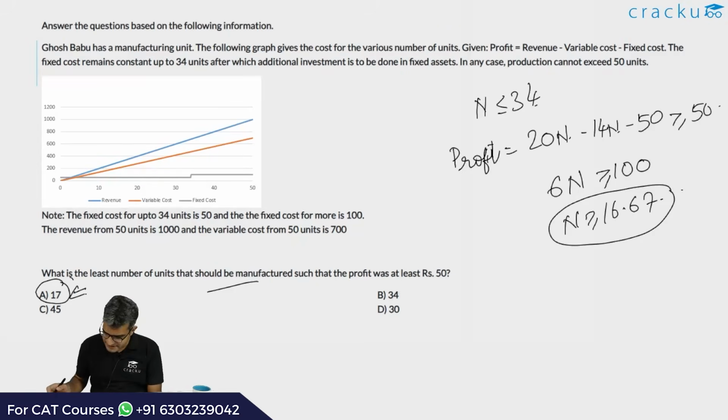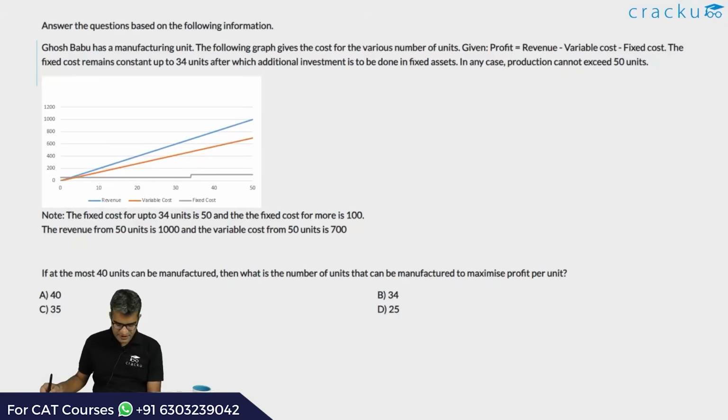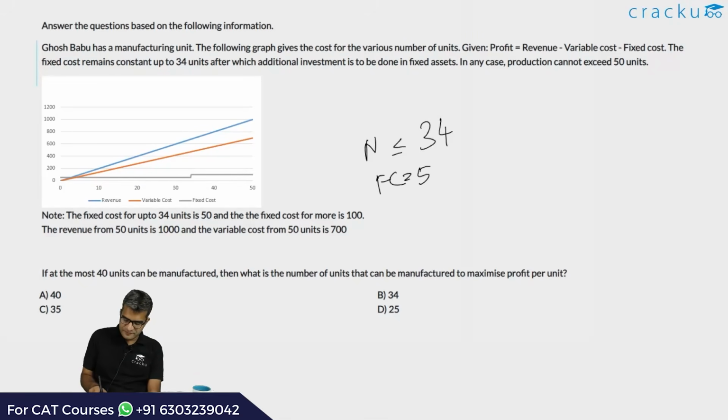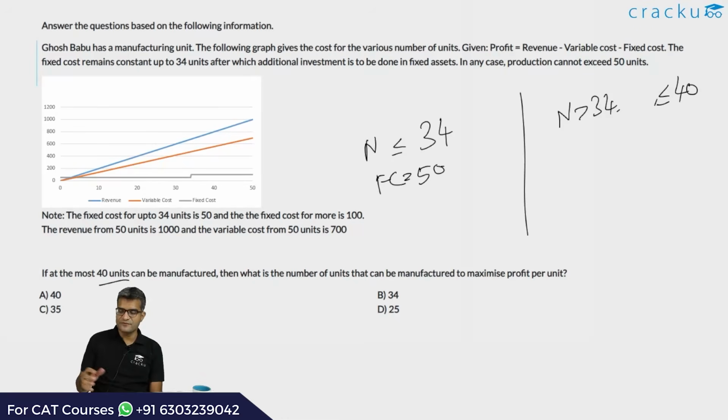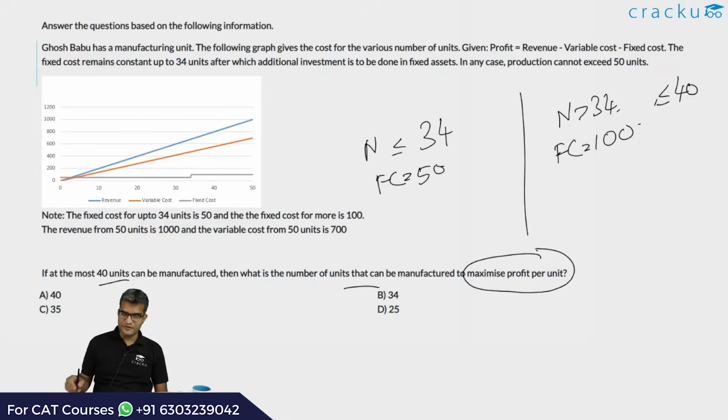Let us look at the next question. If at most 40 units can be manufactured, so for less than or equal to 34 units, the fixed cost is 50. When n is greater than 34, but as mentioned over here only 40 units can be produced, if it lies between 34 and 40, the fixed cost is 100. Then what is the number of units that can be manufactured to maximize the profit per unit? Okay, now we are not looking at profit, we are looking at the profit per unit.